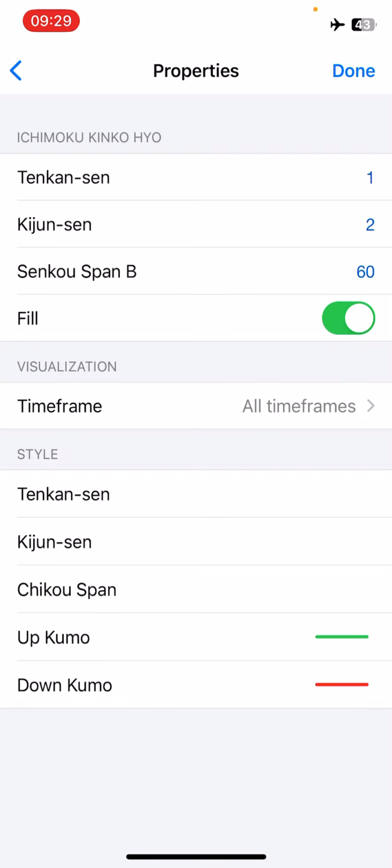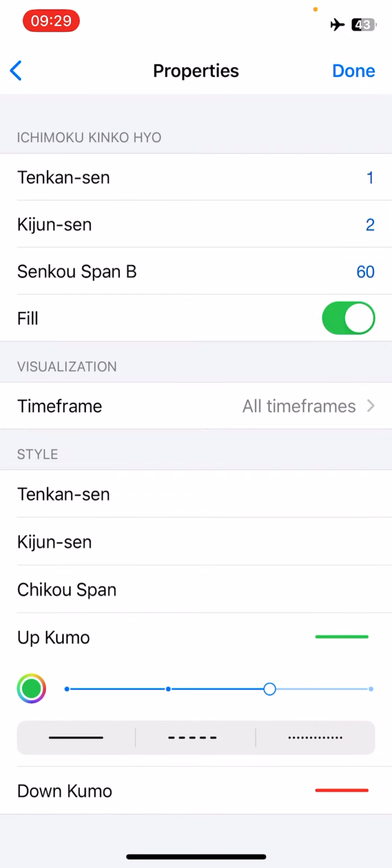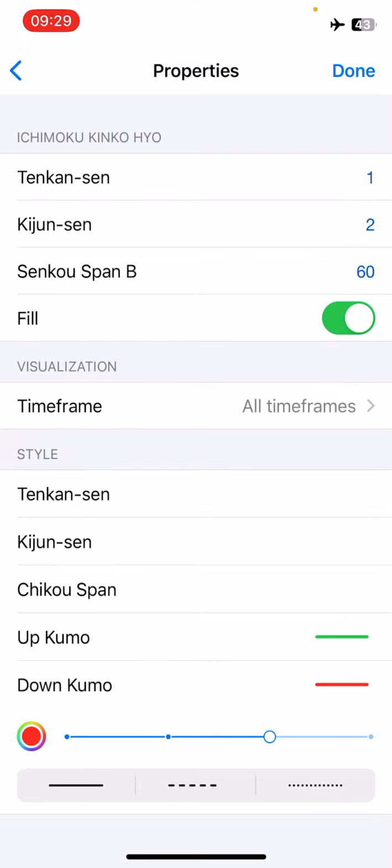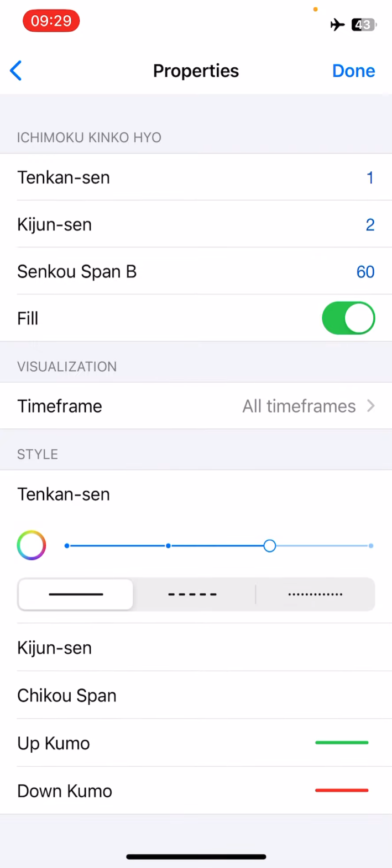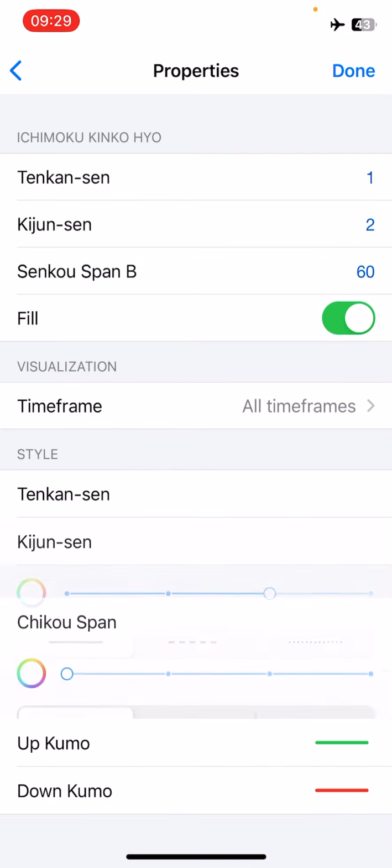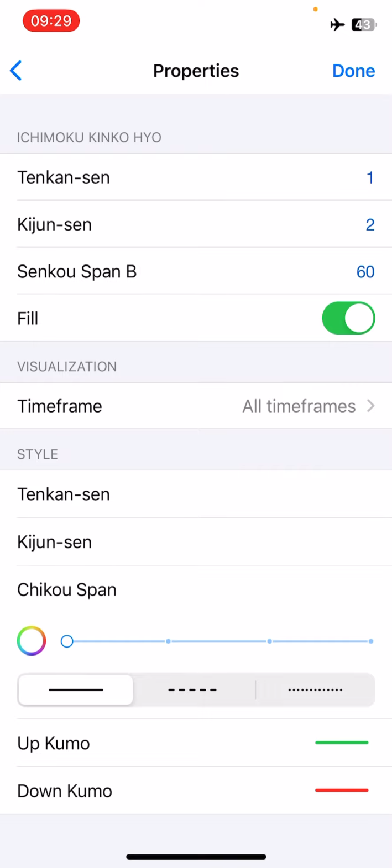And what you should take note of now for this Ichimoku is the style. You only want your up Kumo and your down Kumo to show on your chart, which means the rest, like your Tenkan Sen, your Kijun Sen, and your span, should have the same color as your background color, right? So like I said, I've got a white background. That's why you see they're all white, those three. Okay, only the up Kumo and the down Kumo should have color that's visible.